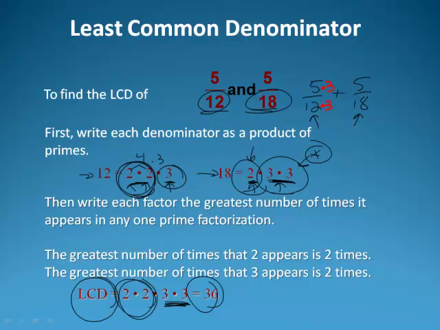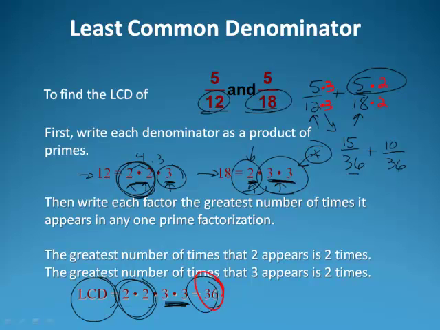18, in order to make 18 into a 36, we'll have to multiply it by 2. 18 times 2 is 36. But we have to multiply our numerator by the same thing in order to have an equivalent fraction. So now we have here 5 times 3 is 15 over 12 times 3 is 36, plus 5 times 2 is 10 over 18 times 2 is also 36.